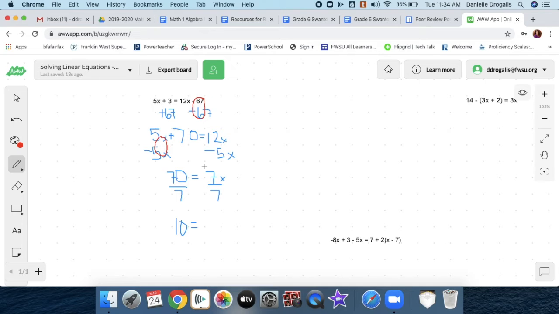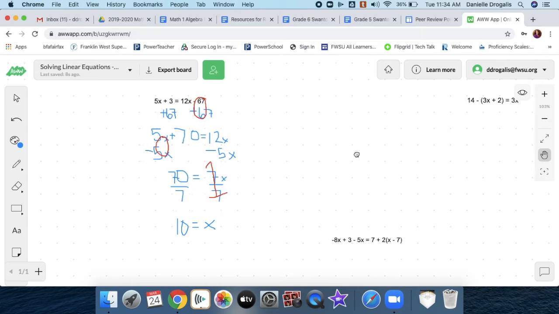When we multiply and divide, what we're actually doing is we're trying to create a value of 1. And so that way we're left with 1x, which is the goal when we're solving these equations. Now, we don't have to write a 1 in front of that x, but we could. Okay, and so now we have x is equal to 10.